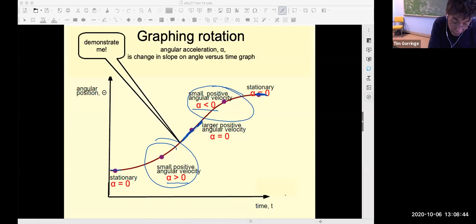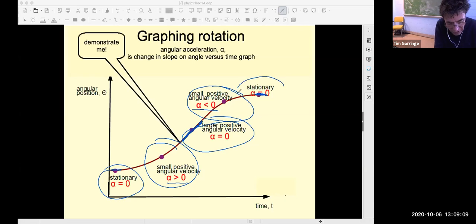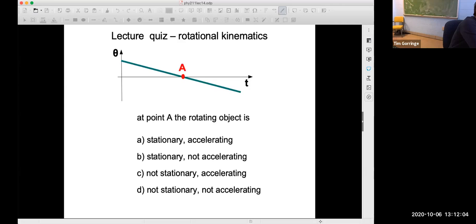It's not a horizontal line, but it is a straight line in this region in between. It means that the wheel was rotating, but it's not rotating any faster. It's not rotating any slower. This is another region, a third region of zero angular acceleration, but it's one that has finite angular velocity rather than the wheel being stationary like it was to begin with, or stationary like it was at the end.